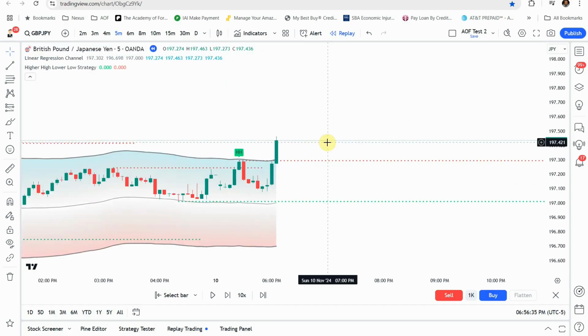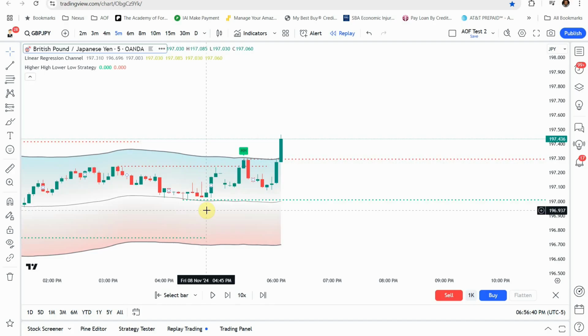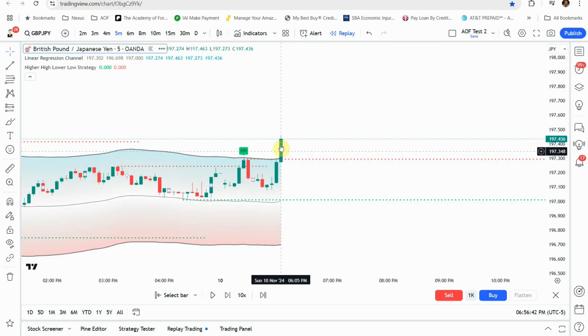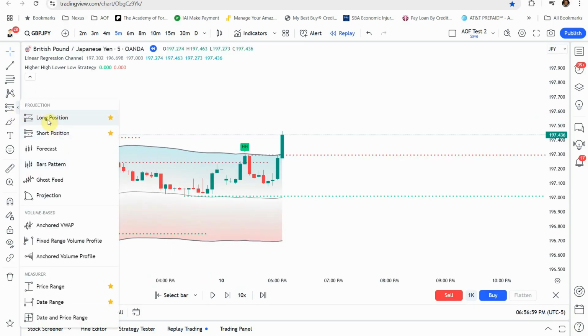For a long trade, we are looking for price to break out to the upside of the linear regression channel, and at the same time or soon after, we want it to cross over or break the most recent higher high. You can see that it does so right here. Again, both of these are taking place at the same time, giving us a really good long trade signal.